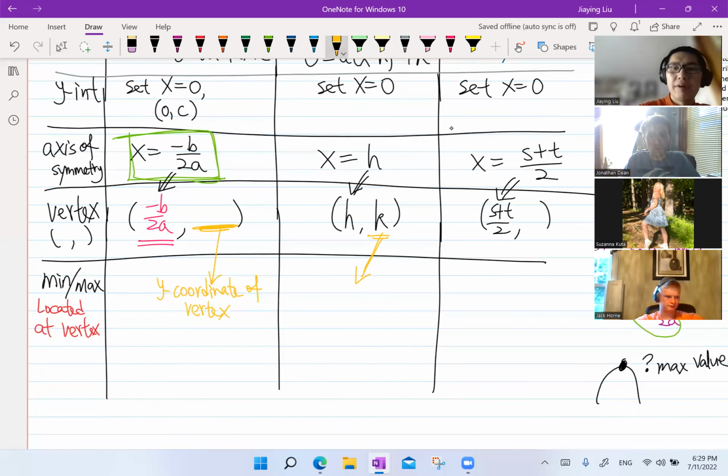So that's a minimum or maximum. And whatever this is, that's going to be a minimum or maximum, the y coordinate. So as you can see, I just want to point out that a vertex is important because vertex connects axis of symmetry, maximum, minimum, as well as a point vertex. So it's the three concepts altogether.